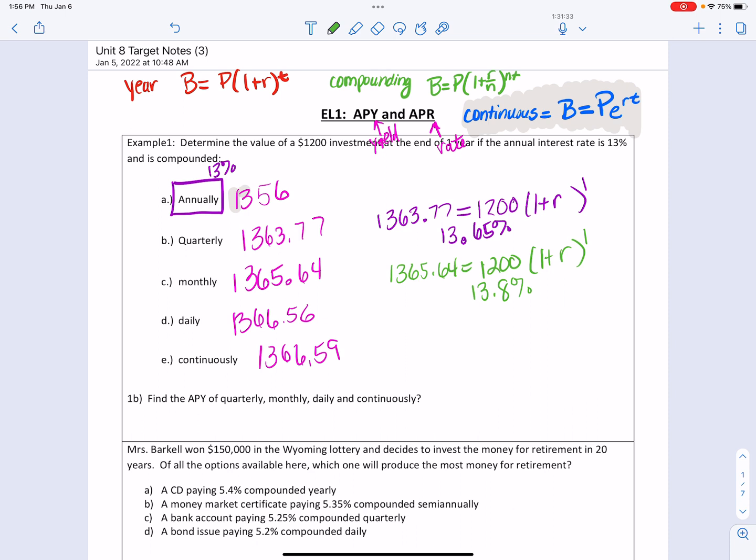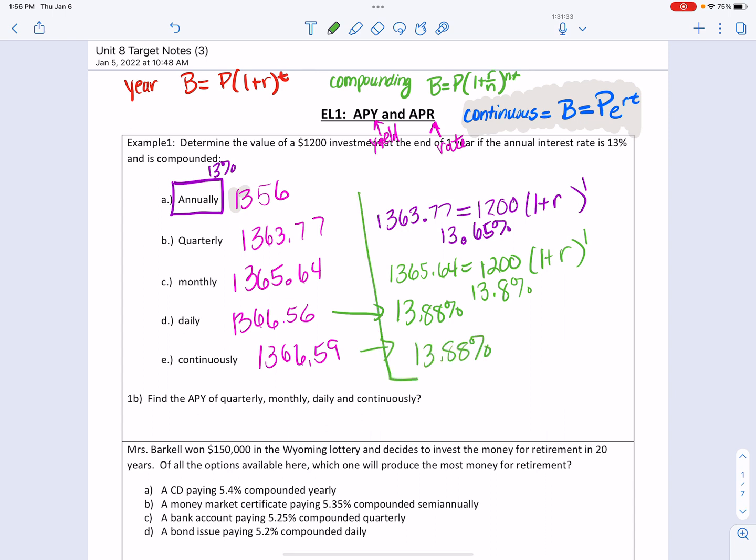I don't really want to have to write this next one out. I'm just going to type in 1366.56. You divide by the initial value and subtract 1. I typed that whole thing in my calculator and I got 13.88%. Okay, and then the last one, I'm going to type in 1366.59. You divide by the initial value and then subtract 1, which is 13.88, and it should level off.